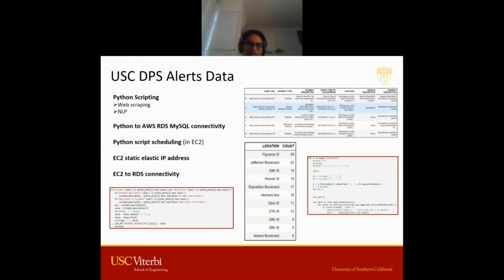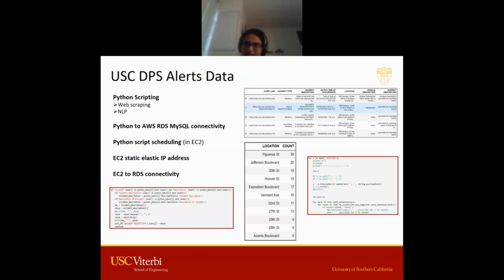Next. Okay, so coming to the USC DPS alerts data, we have used the Python scripting language for two things mainly. The first one is web scraping. We have scraped the DPS alerts data from the website. As you can see in the first screenshot, it has different attributes of the DPS data, like the incident type, incident description, date and time of occurrence, the incident location, and the vehicle suspect description. As this is the first output of our data set, we have used it to get the different unique locations and their count from the data set using NLP. Basically, we have used the NLTK package for getting the unique locations and their count.